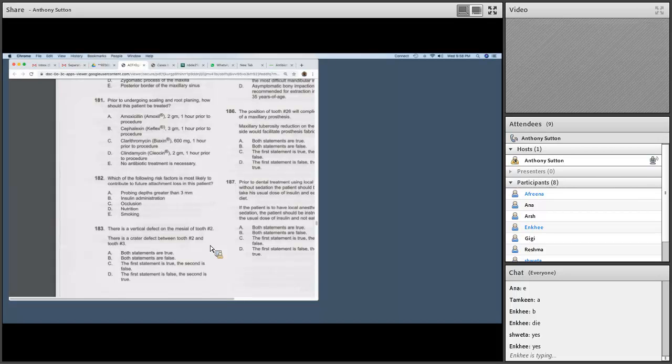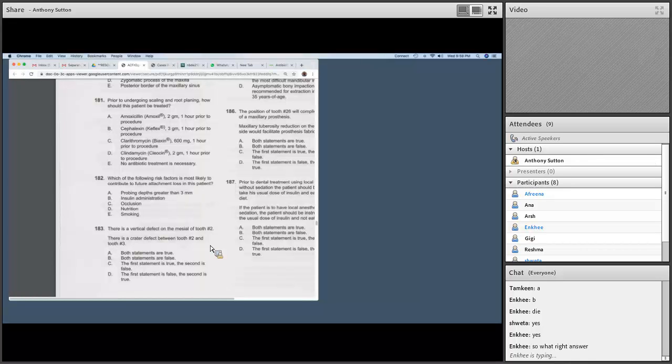Make sense? So the fact that you're treating the diabetes with insulin doesn't institute a greater attachment loss, but the fact that you actually have diabetes does contribute to it. Right. So the answer here is E.